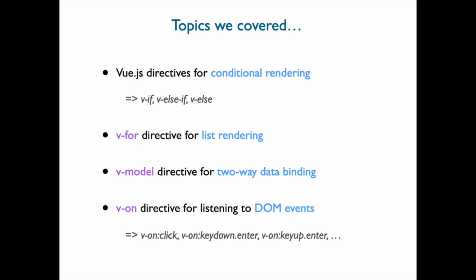We introduced some Vue directives for conditional rendering, such as v-if and v-else. We introduced the v-for directive for list rendering, the v-model directive for two-way data binding, in particular for form inputs. And finally, we looked at the v-on directive for listening to DOM events, such as clicks or pressing the enter key. See you next time.